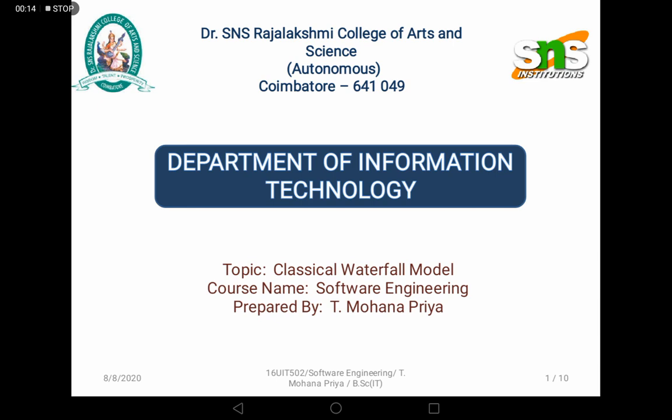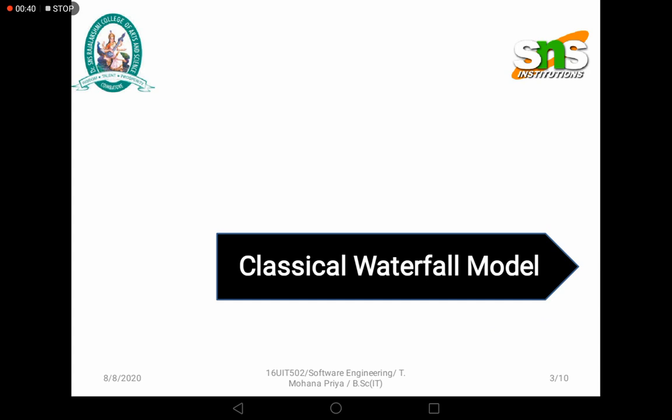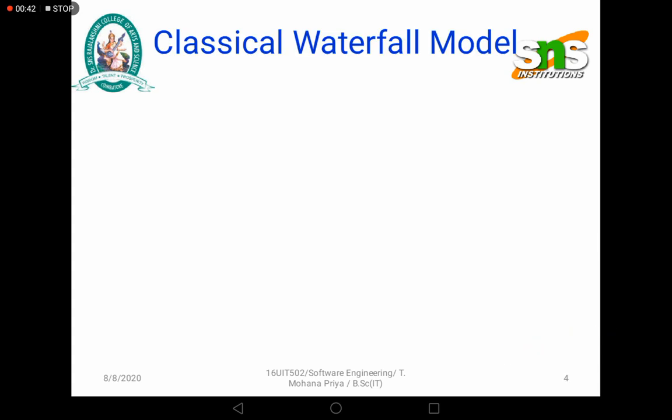This video is exclusively for the Classical Waterfall Model. In my previous video, I explained what a software lifecycle is. Software process is nothing but the activities carried out during the development of the software. And there are several lifecycle models available in software engineering. A few models are classical waterfall model, iterative waterfall model, evolutionary model, prototyping and spiral model. This video clearly explains the classical waterfall model.